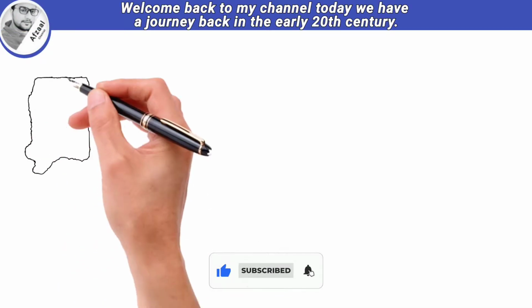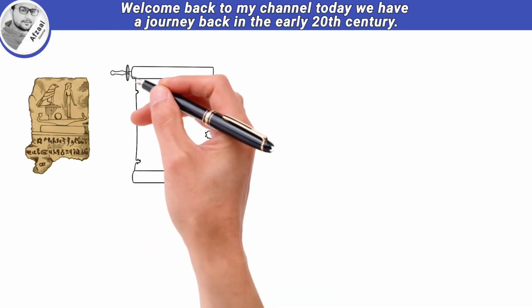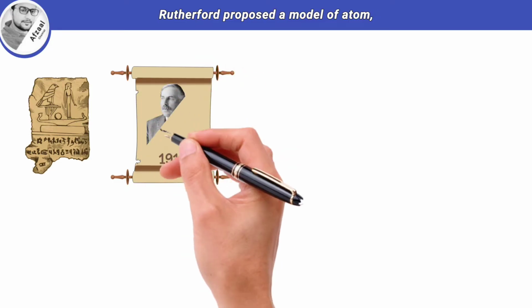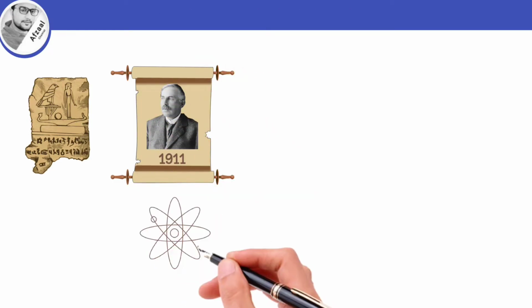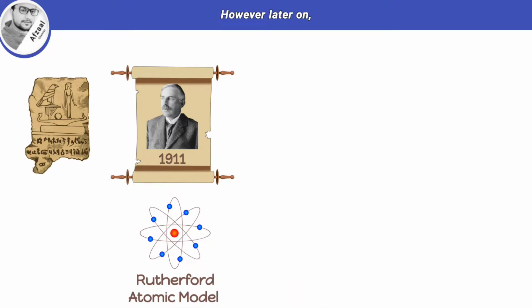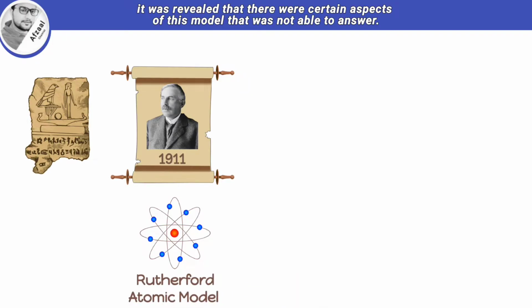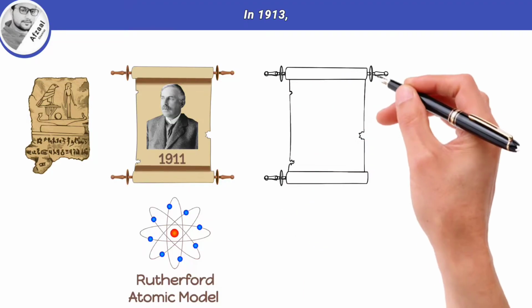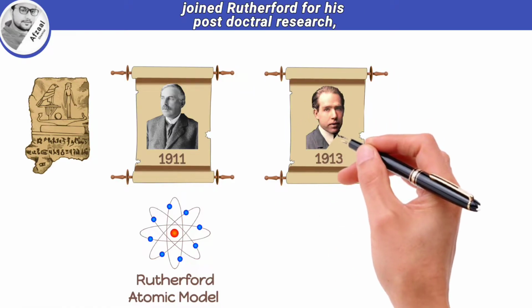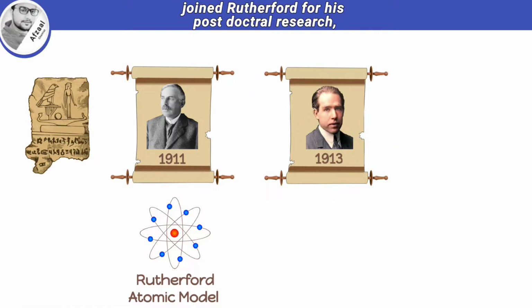Today, we have a journey back in the early 20th century. In 1911, Rutherford proposed a model of the atom, still known as the classical model, and it was very much accepted at that time. However, later on it was revealed that there were certain aspects this model was not able to answer. In 1913, Niels Bohr, who was a Danish physicist, joined Rutherford for his postdoctoral research.